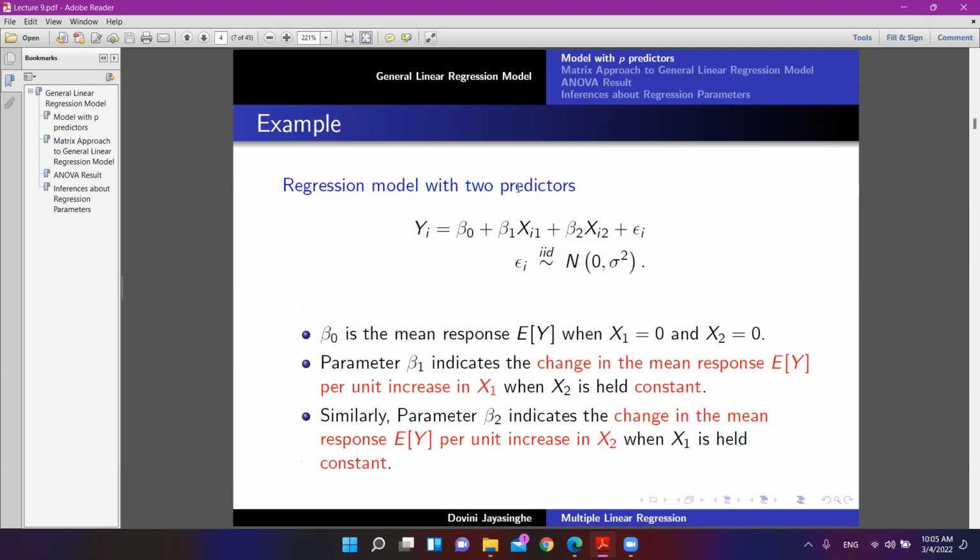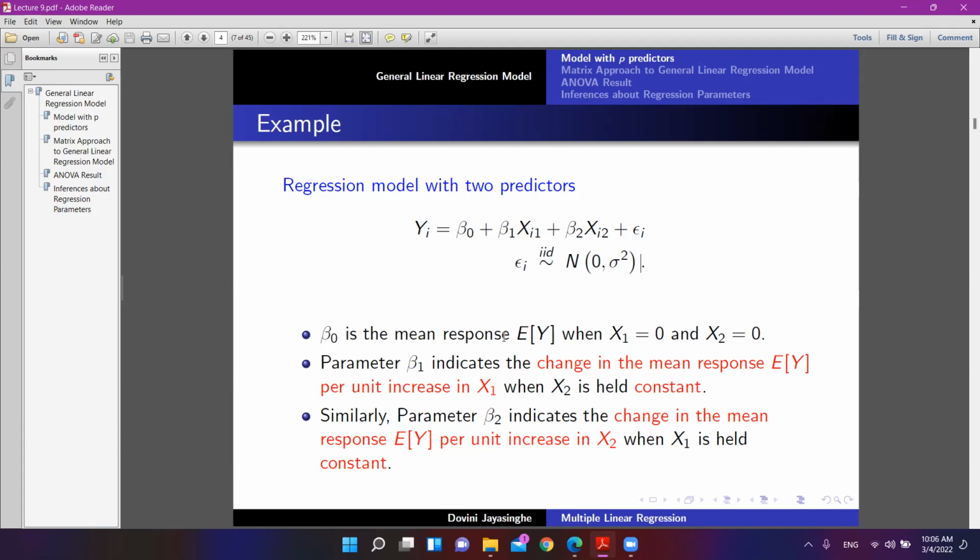Regression model with two predictors. So when p is equal to 2, you have this one: y_i is equal to beta naught plus beta 1 x1 plus beta 2 x2 plus the error. Error is independent and identically distributed with 0 mean and constant variance. Error terms, same thing as when p is equal to 2.